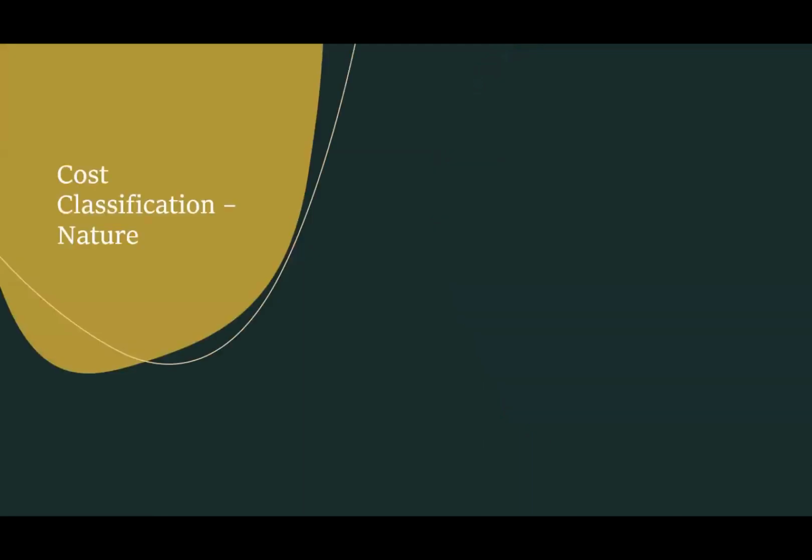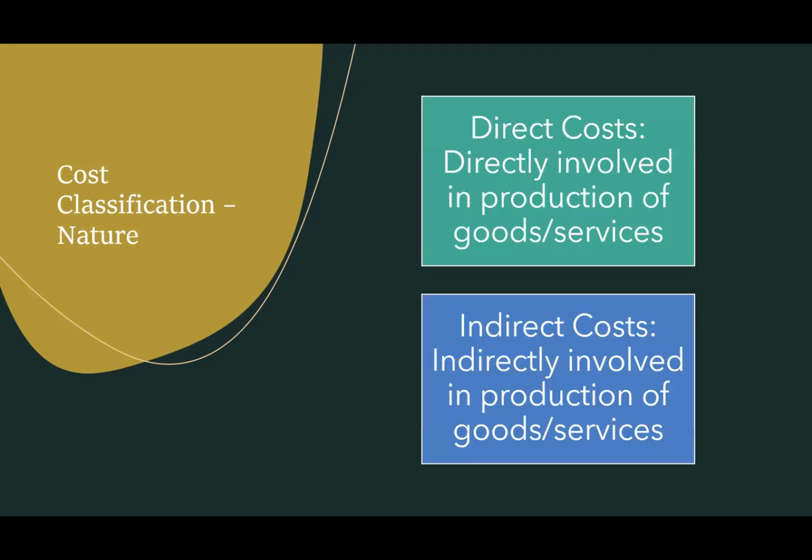Now, the second way to classify the cost is based on the nature. Okay. So we have two ways of doing that. Either you have direct cost or you have indirect cost. Now, when you say direct cost, those are directly involved in the production of goods and services. I mean, without that cost, the goods and services cannot be produced or served. Whereas the indirect costs have been incurred, but they don't have any direct relationship with the production.